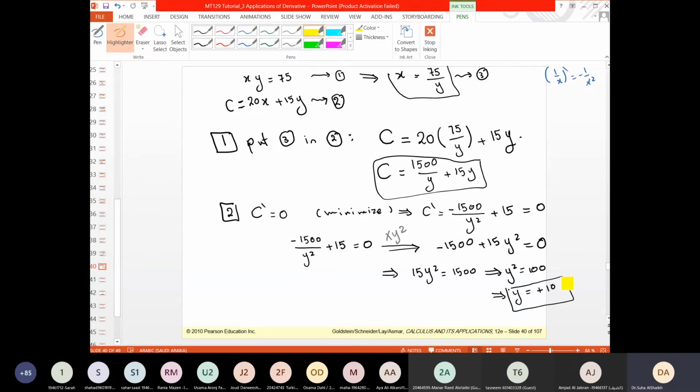So now step number 3, we get x by using x equal to 75 over y. This implies x is 75 over 10, and this implies x is 7.5. And we got the x, we got the y, which is the dimension that will give me the minimum cost.